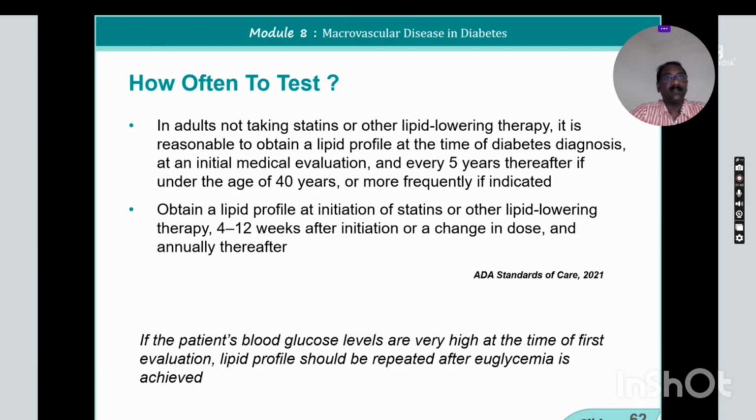Suppose you started with 10 mg of rosuvastatin and the LDL cholesterol is 130. Your goal is 70. Is it possible to reach 70 with 10 milligrams? Not possible. So you have to increase the dose from 10 milligrams to 20 milligrams. So to know the exact dose of the statins, you need a lipid profile. To start the statins, you don't require the lipid profile. Am I clear? Okay. So that is it.